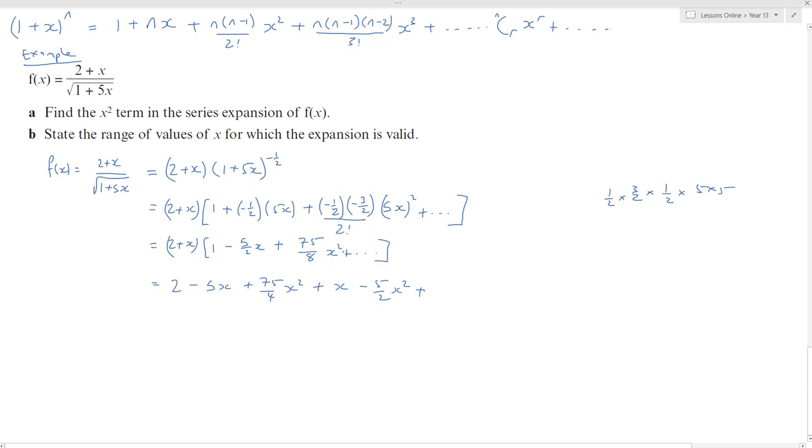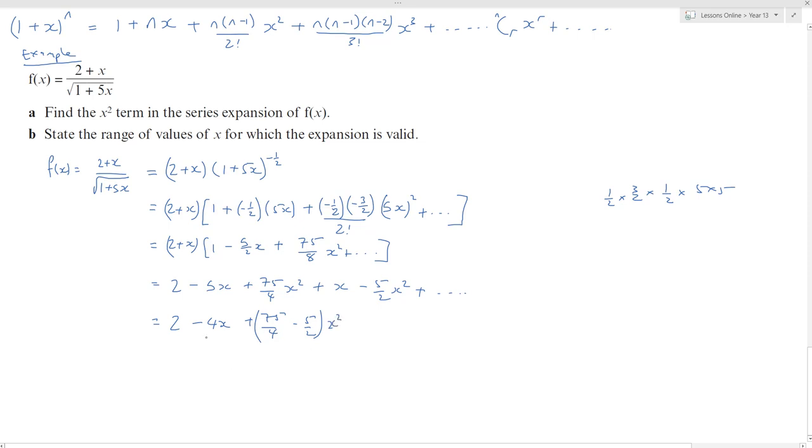term, I get a cubic term, which I don't need, so I'm going to ignore that. I'm going to stop there. So if I simplify this, it leaves me with 2 on its own. I've got minus 5x plus x, so minus 4x. Then I've got plus 75 over 4 minus 5 over 2 x squared, because those are two x squared terms.